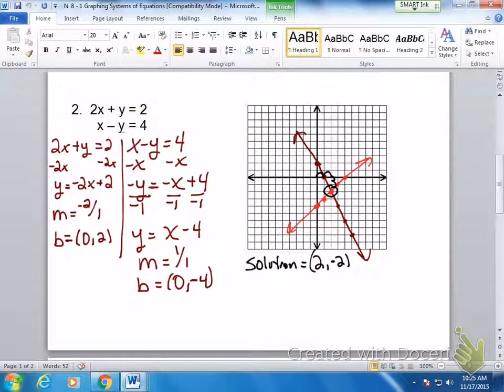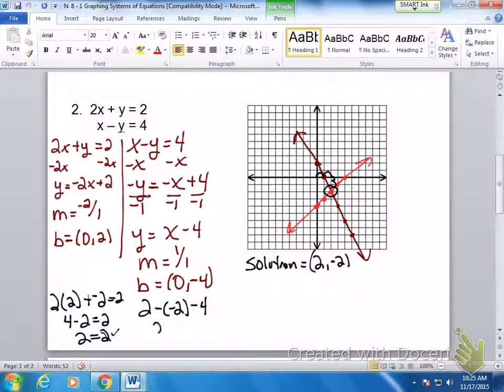Okay? Now we need to check those, and I would check them. It should make it easy. Let's see, I have 2 times 2 plus negative 2 should equal 2. Well, 2 times 2 is 4 minus 2 equals 2, and 2 equals 2, so we're good. Now let's try the other one. Let's see, it's x minus y, so 2 minus negative 2 should equal 4. Well, negative times a negative is a positive, so I have 2 plus 2 equals 4, and 4 does equal 4. So since they both work, that is our solution.